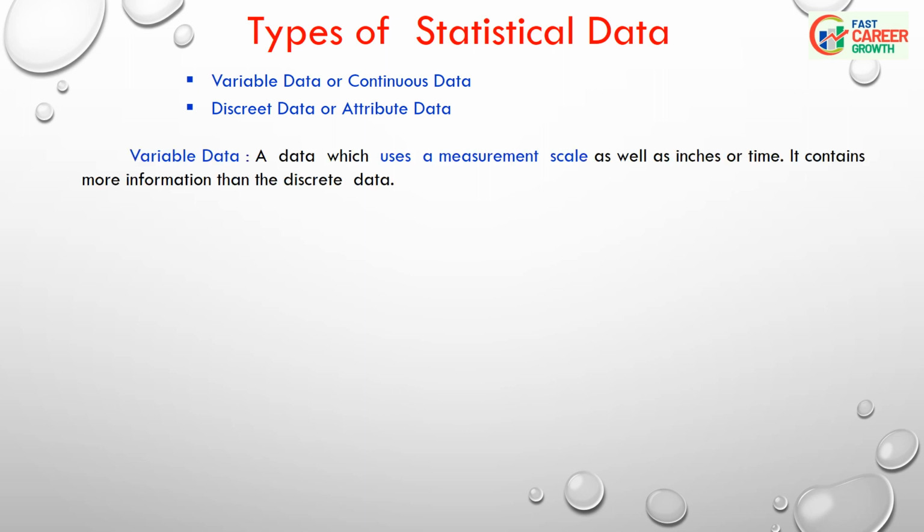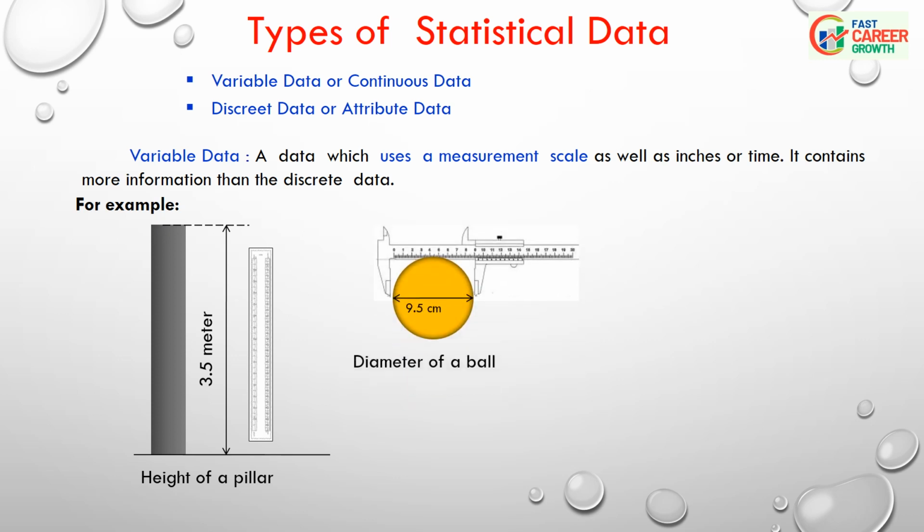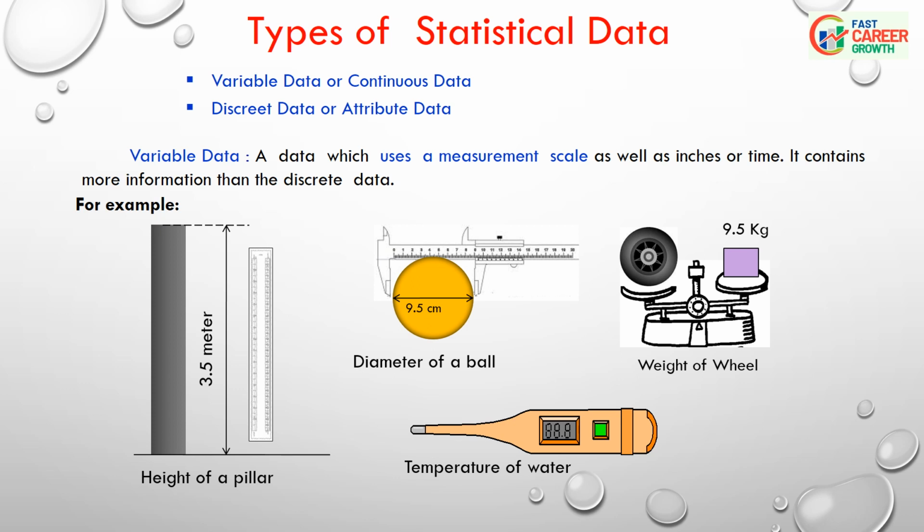Variable data or continuous data is data which uses a measurement scale such as inches or time. It contains more information than the discrete data. For example, height, diameter, weight of any product, temperature.